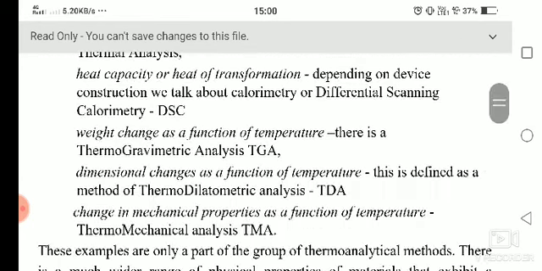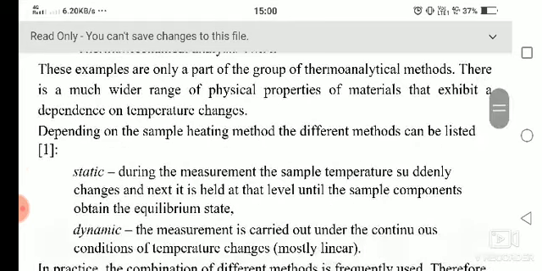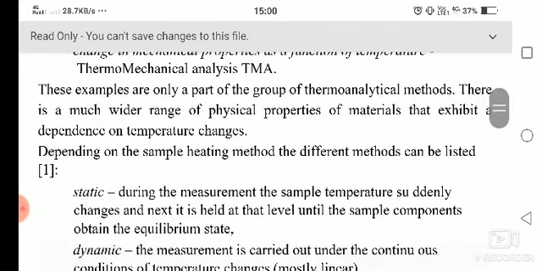Weight changes as a function of temperature, thermogravimetric analysis. Dimensional changes as a function of temperature, that is defined as thermodilatometric analysis. And mechanical properties as a function of temperature, that is thermomechanical analysis. These examples are only a part of the group of thermoanalytical methods. There is a much wider range of physical properties of materials that change with temperature.